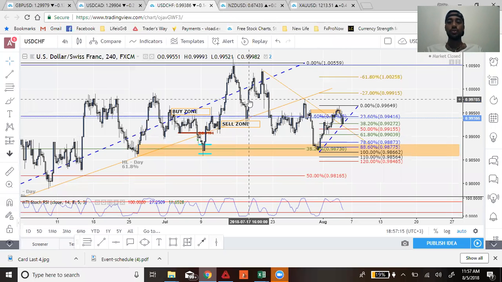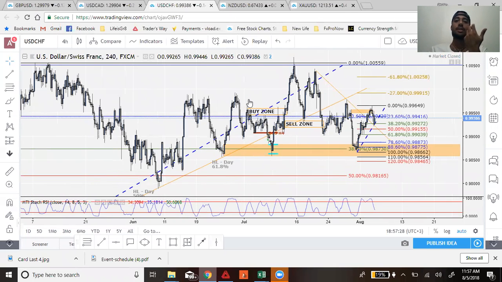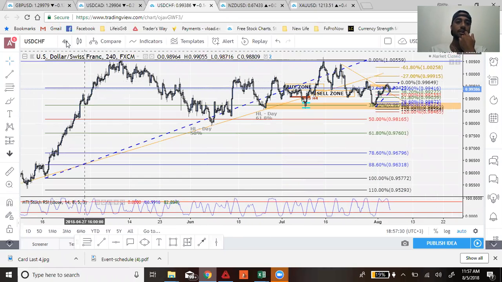So we're going to do a little chart breakdown on USDCHF real quick before the market opens in the next couple hours. I just found something interesting on this pair right here.